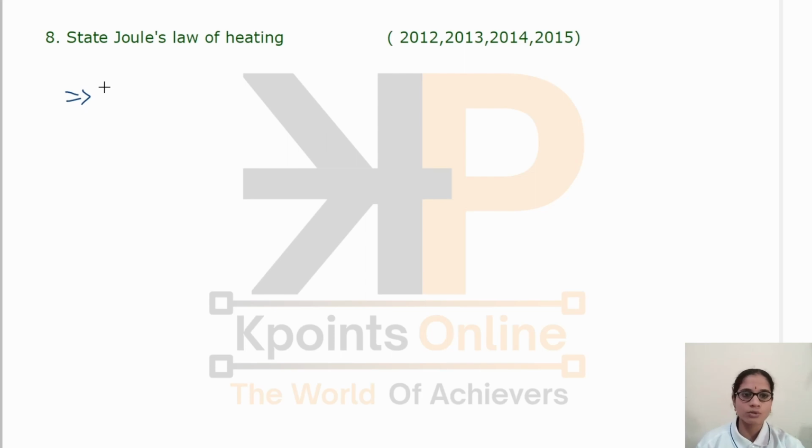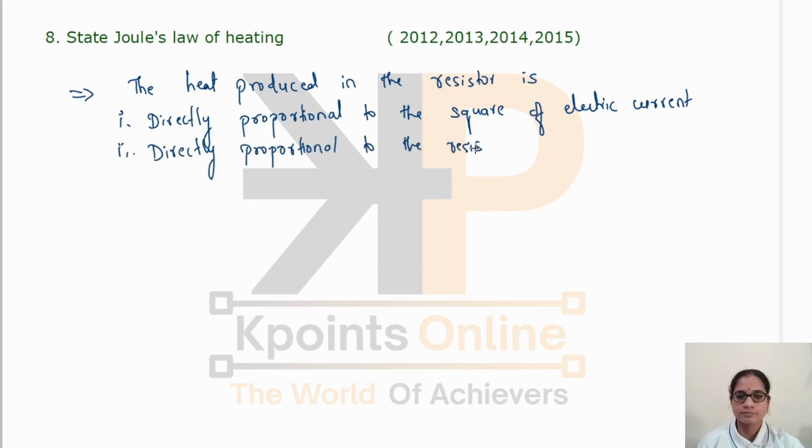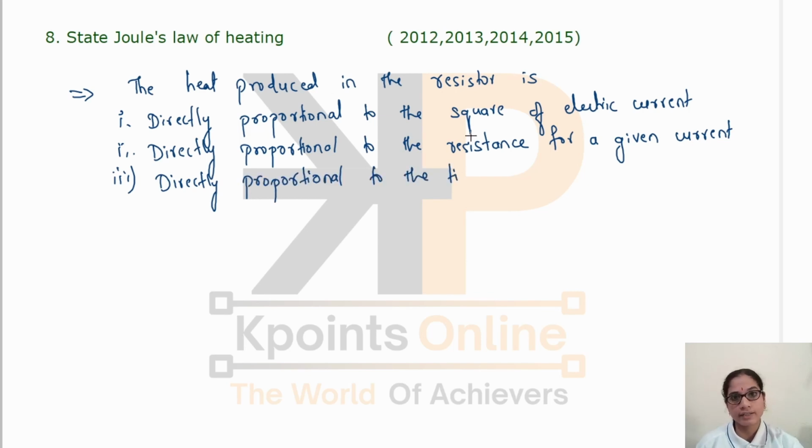So let's write the law, that is Joule's law of heating. The heat produced in the resistor is directly proportional to the square of electric current, and it is also directly proportional to the resistance for a given current, and it is directly proportional to the time for which the electric current flows.